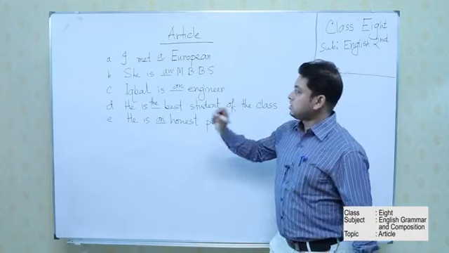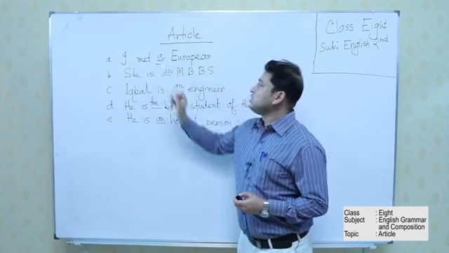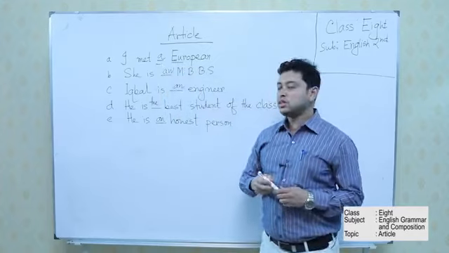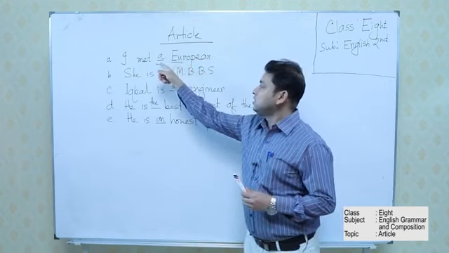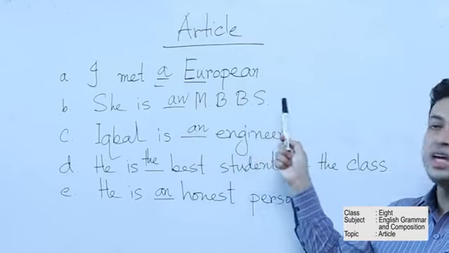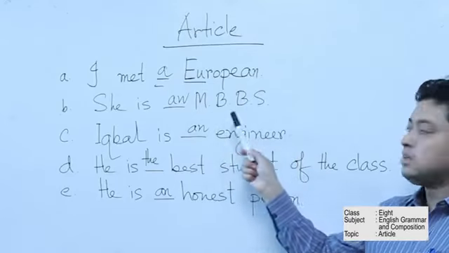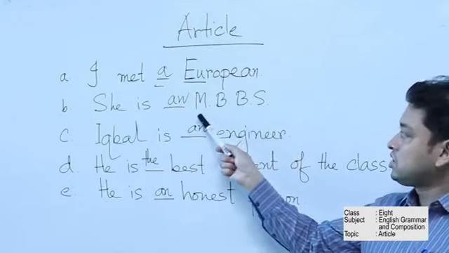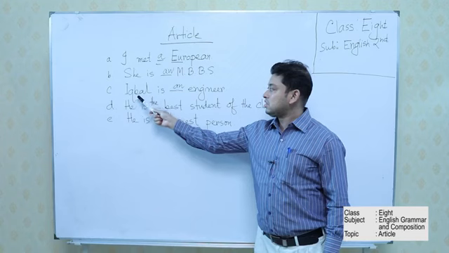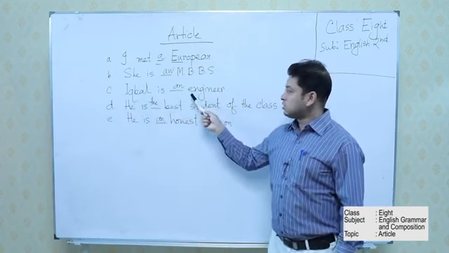So now the first sentence is: I met a European. Why is this A? Because the sound is U. We know that when the sound is U, the article will be A. In the second sentence, she is an MBBS. This is an abbreviated form, Bachelor of Medicine, Bachelor of Surgery. So the sound is a vowel sound. That's why N. Third example, Iqbal is an engineer. Here it is a vowel. That's why N.